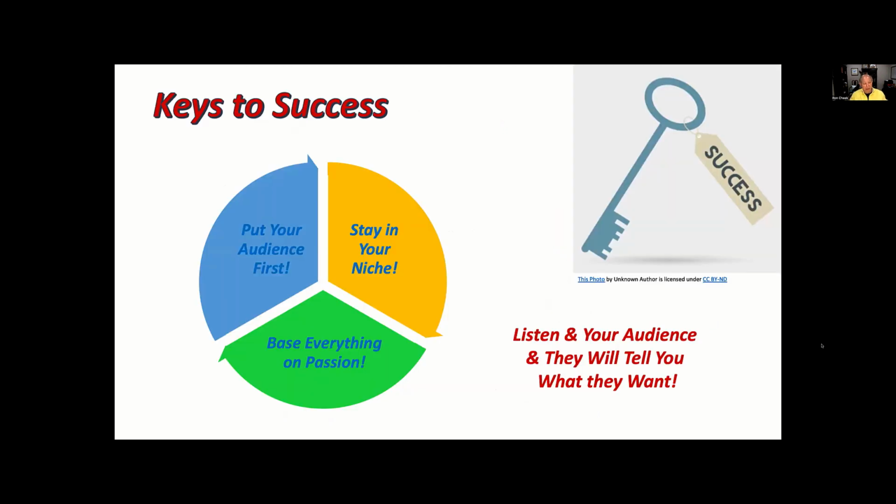Keys to success. Put your audience first. Stay in your niche. Base everything on your passion and listen, and your audience will tell you what they really want. And if you get a comment, that's golden. Make sure you respond right away. Open dialogue with them. And this is where you'll find the information, what they really want.